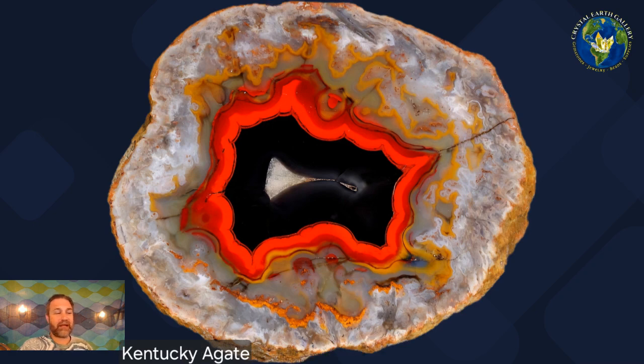So with the Kentucky agate, you can have a lot of different variables in the colors. It depends on which specific area you're digging that you're going to find either more yellow or more red. It's formed in limestone cavities, and it has a very distinctive, vivid color. Typically, it has high iron content. The red bands from iron in oxidizing conditions, and the yellow bands are from iron in reducing conditions.